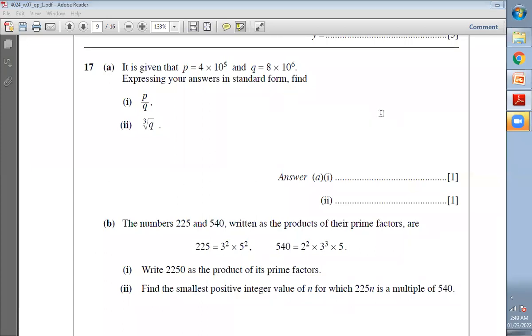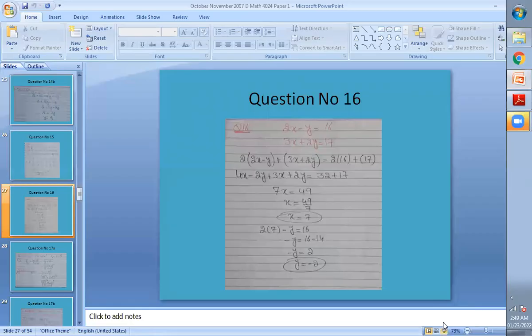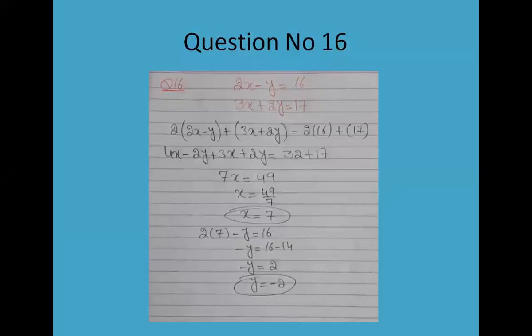So question number 17 is coming up on your screen. It is given that P is equals to 4x power 5 and Q is equals to 8x power 6. Expressing your answer in the standard form, find P by Q, that's the first part, and the cube root of Q. Okay, so let me show you how I have done the A part, and here we go.